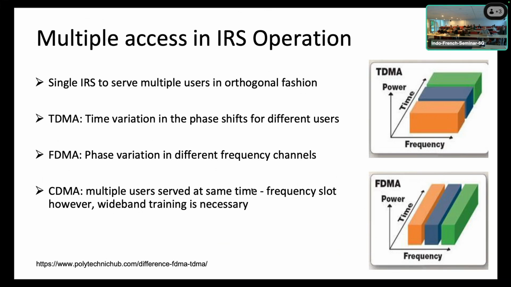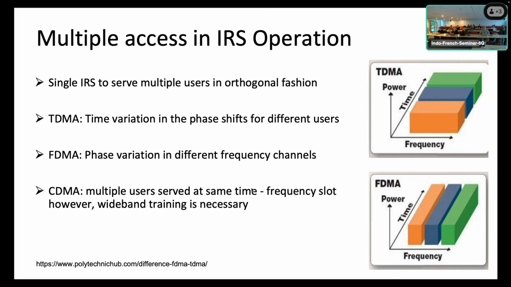Basically in TDMA, within one coherence time or within one frame, we have data of multiple users. Different users require different phase shifts, so we need to change the reflection coefficients of the different elements within a frame. We have a guard interval between two frames, but within the frame, between two users' data, we don't have a guard interval. So do we have the time required to shift?